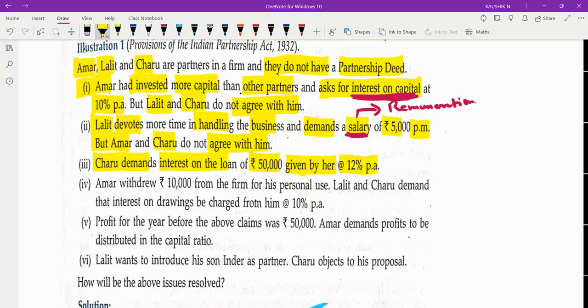Okay. Now here, what is the key point they are touching about? The key point in this statement is interest on loan. As you know very well, even though you don't have a partnership deed, the only item which can be permitted or allowed is interest on loan. That is the loan given by a partner to the firm. Here it is given very clearly. Charu is demanding, and demanding means only if you have given, you can demand. So Charu demands interest on a loan of rupees 50,000 given by her. Very clearly it is given by her.